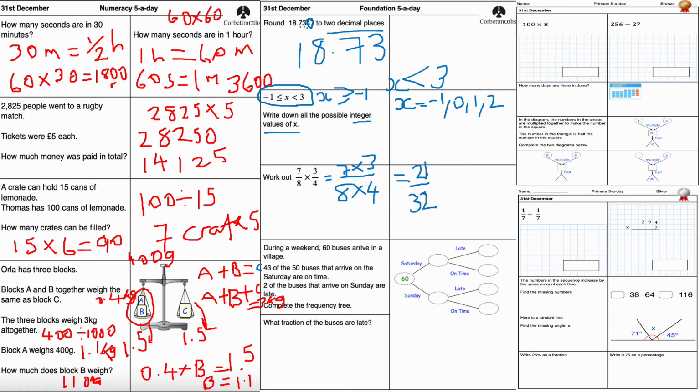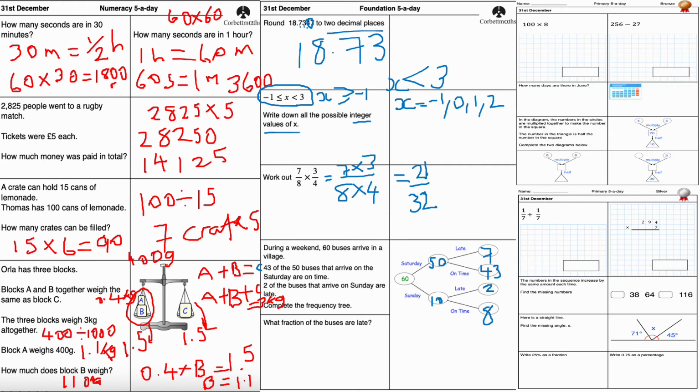Okay, so 43 of the buses that arrive on Saturday are on time. So 43 is going to go there. 50 is going to go there because it says 50 arrive on a Saturday. That means 10 is going to go here, because 10 plus 50 is 60. 2 of the buses that arrive on Sunday are late, so 2 out of the 10 is there. Therefore, that's going to have to be 8, and that has to be equal to 7.